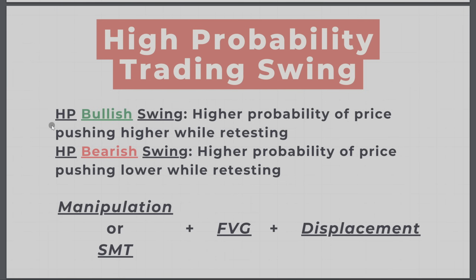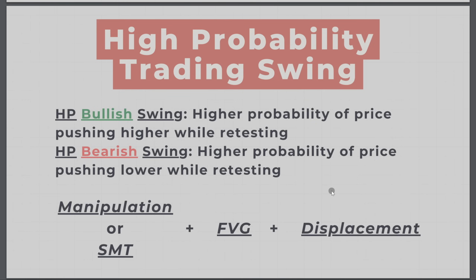But first, let's understand a high probability bullish swing. Why do we need it? Because we need a higher probability of price pushing higher while retesting. And same thing with a bearish swing, a high probability one is going to give us a higher probability of price pushing lower while retesting. So the moment that it retests the range, we want it to be a higher probability for price going lower or going higher, depending if it's bearish or bullish.